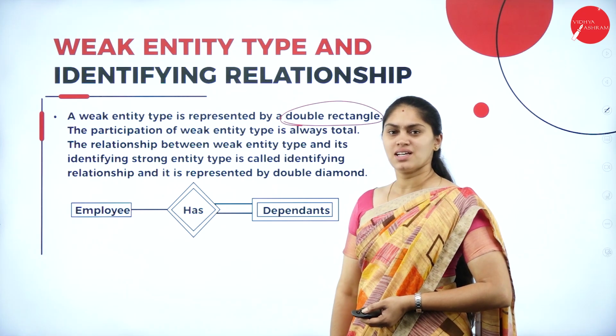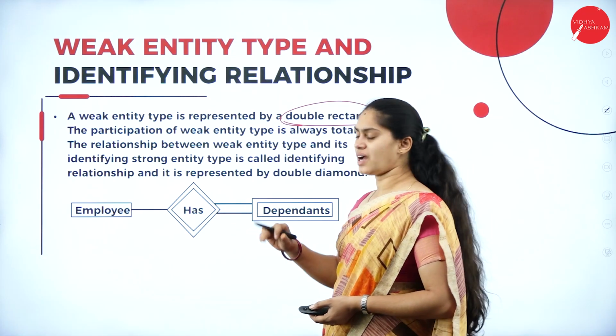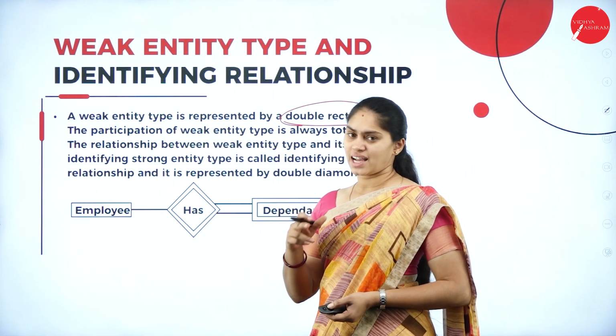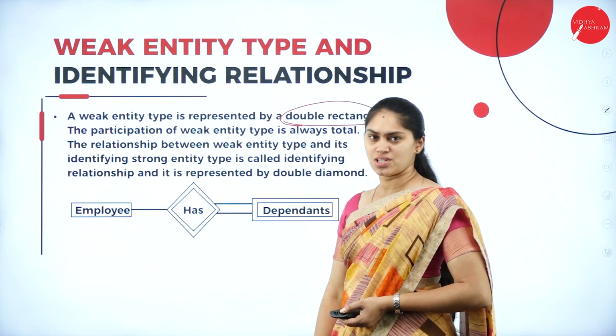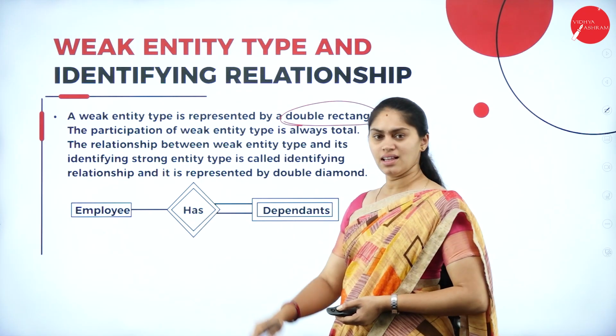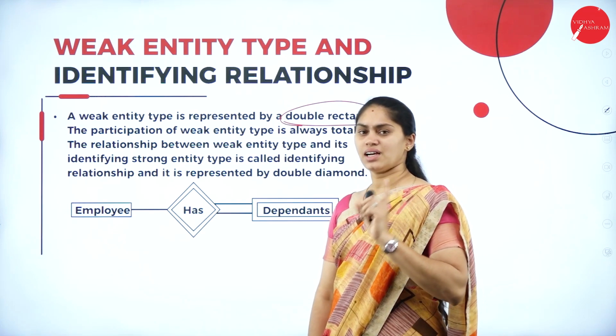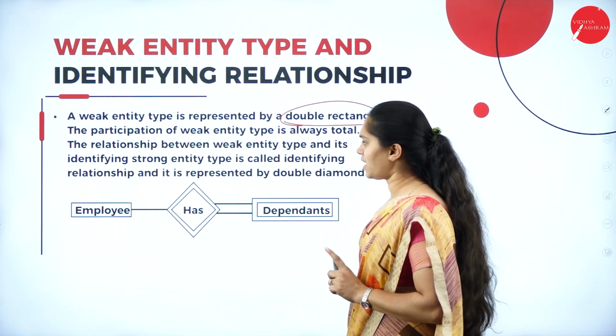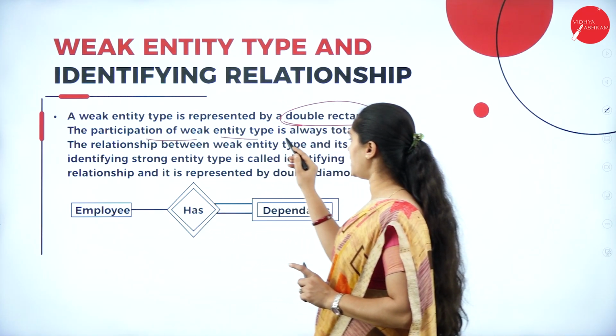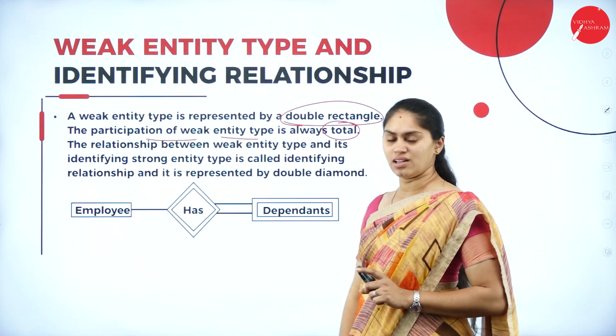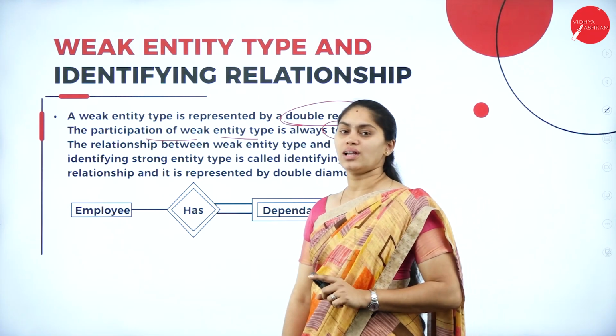With the help of this double rectangle. Usually we use a single rectangle to specify the relationship, but if we have a double rectangle, that specifies a weak entity type. The participation of a weak entity type is always total. So it is always total participation.